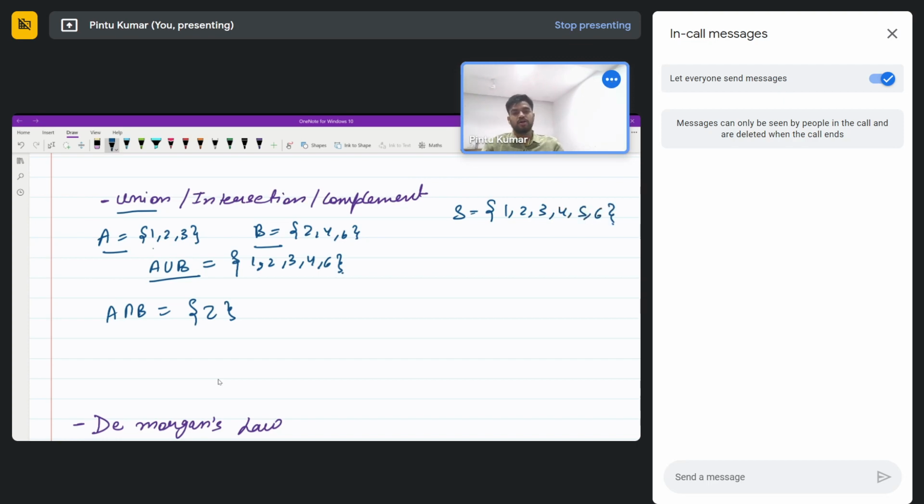For the complement, first of all, you should know what a universal set is. A universal set is the set which contains all possible elements that exist. So for example, if I define my S as 1, 2, 3, 4, 5, 6 as my universal set, then I can define the complement of A. The complement of A would include those elements which are not in A but are there in the universal set. So the complement of A would look something like 4, 5, and 6.